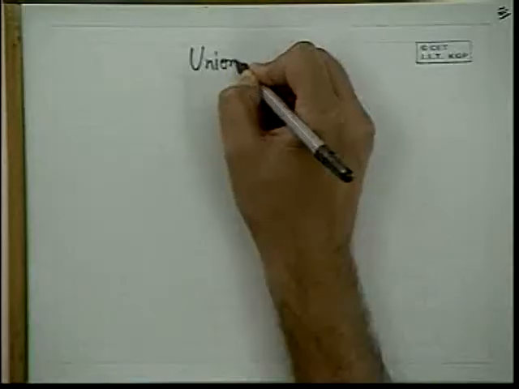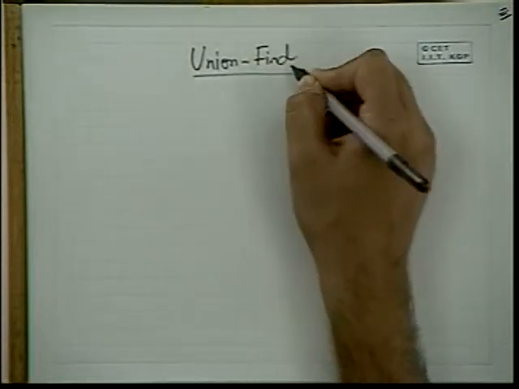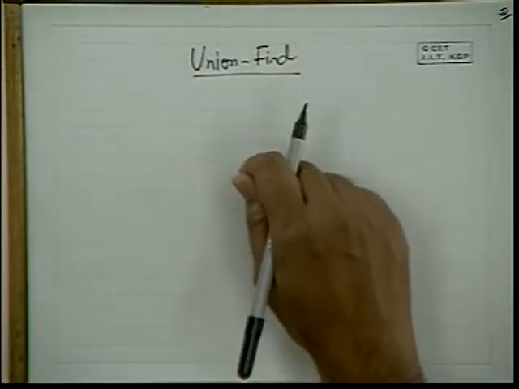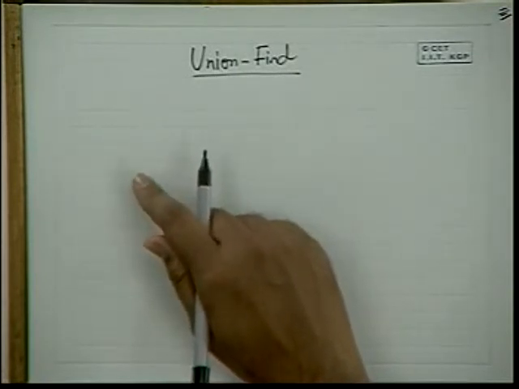So today we start with a union find problem. We have seen that this problem occurs as a subproblem in the Kruskal's algorithm. If you remember, in the Kruskal's algorithm, we are maintaining a set of sets.